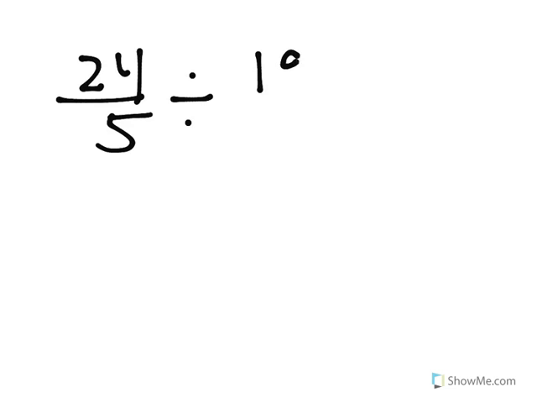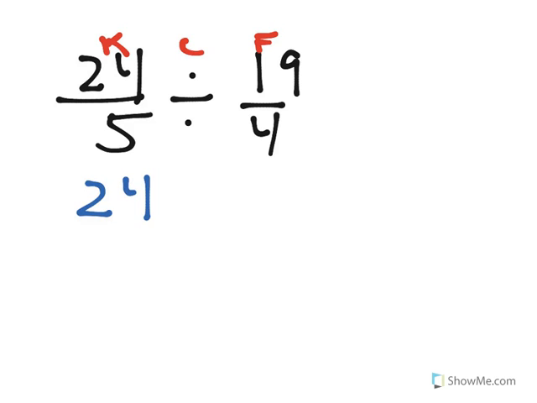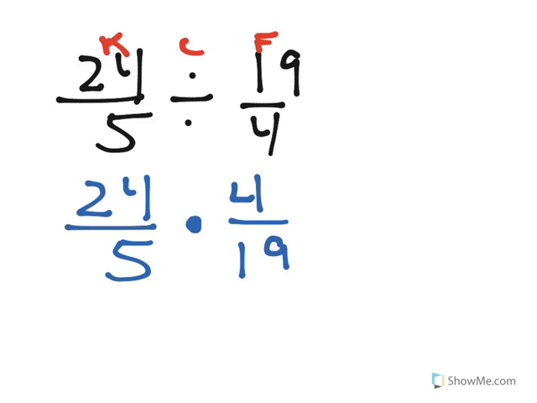So as I write this over again, it says 24/5 divided by 19/4. So I'm going to do my steps which we learned, K, C, F. So K stands for keep, 24/5. C stands for change, so I'm going to change division to multiplication. F stands for flip, so I'm going to flip my second fraction.